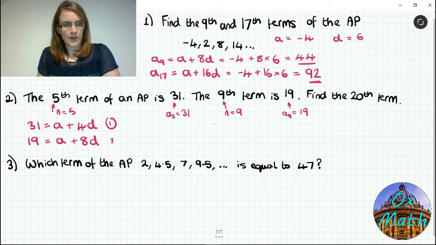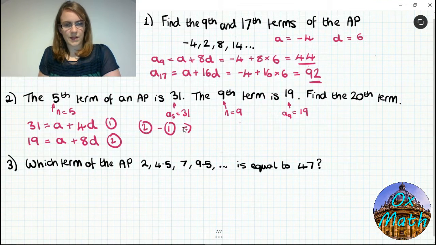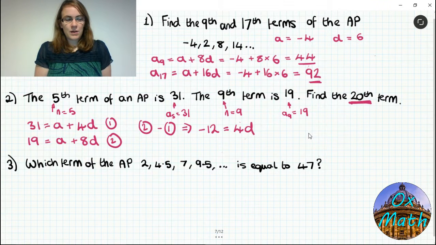So if I call it equation 1 and equation 2, equation 2 take away equation 1 gives us 19 minus 31, which is minus 12, and that will be equal to 8 take away 4, so 4d. And again, if we look back at our question to check that this equation here makes sense, we've got our 5th term and our 9th term.